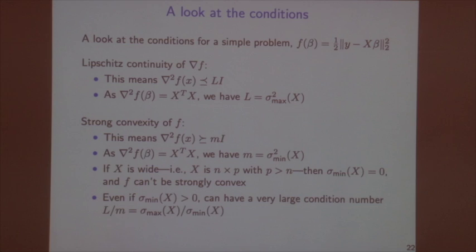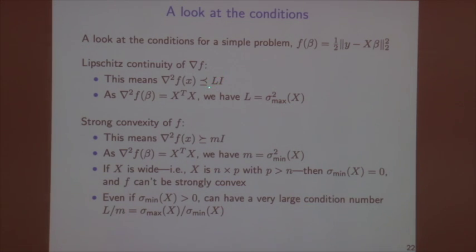So let's have a look at the conditions for an interesting simple problem, one which we encounter often enough: the least squares problem. Your function f of beta is just 1/2 times the squared norm of y minus x times beta. So Lipschitz continuity of the gradient means that, if the function is twice differentiable, the Hessian of f at any point minus L times the identity is negative semi-definite.